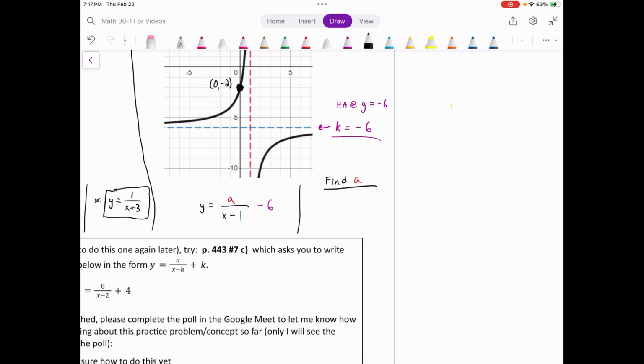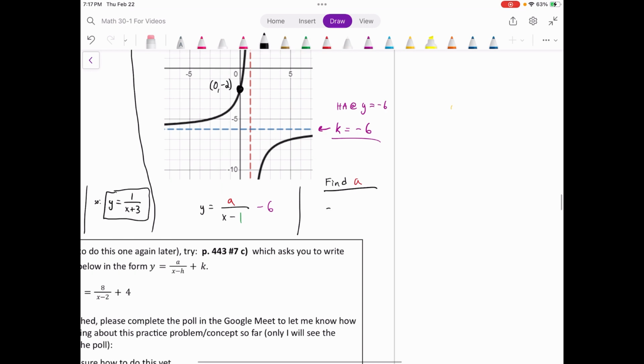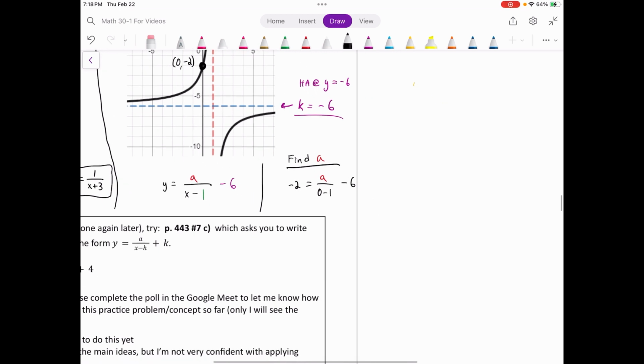So using what we've built so far, every y on this graph will be equal to whatever a is over the corresponding x minus 1, minus 6. So for this y, we've got negative 2 equals a, whatever a is, over x minus 1. Whoops, not x. We're picking an x and actually putting it in. 0 minus 1, right? That's the x. When x is 0, y is negative 2, minus 6. And hey, the only thing we don't know in that equation is a, so let's solve for it. So that means negative 2 equals a over negative 1, minus 6. So negative 2 equals, a over negative 1 is just negative a, minus 6.